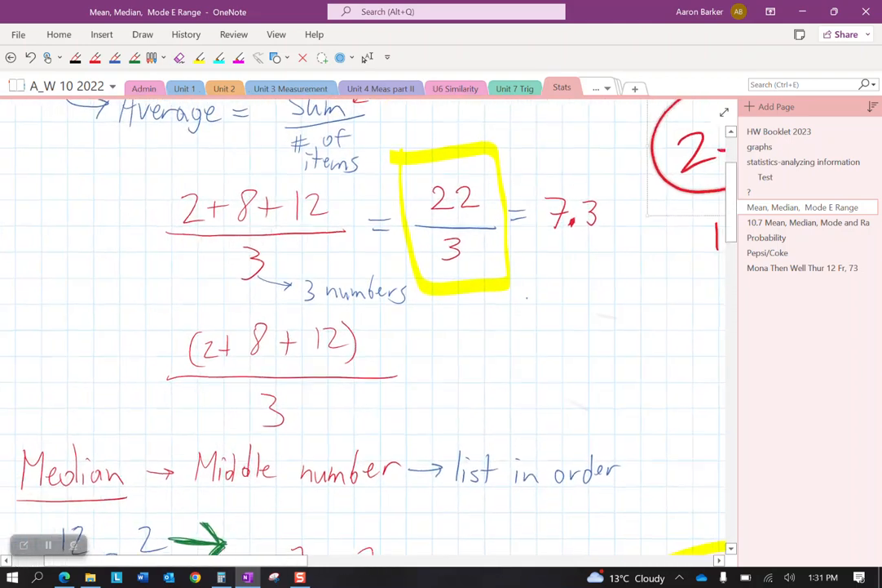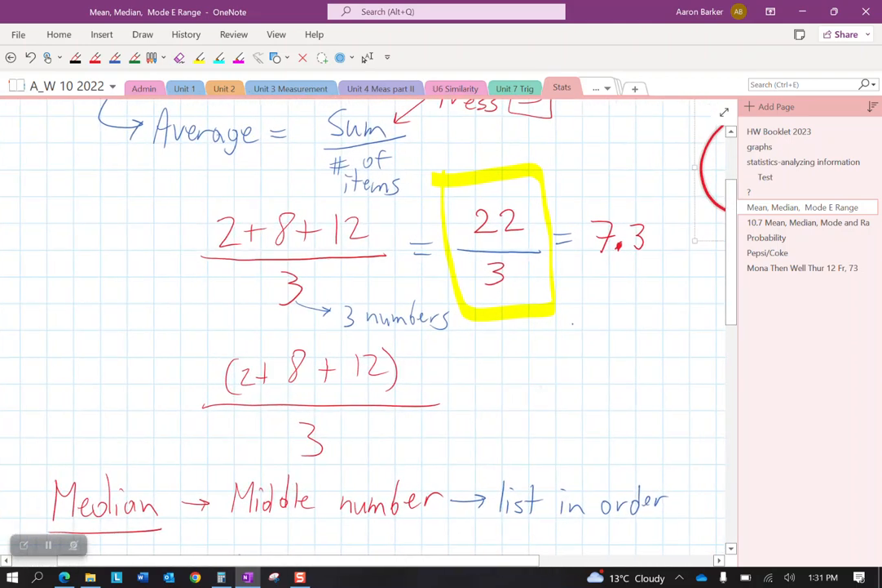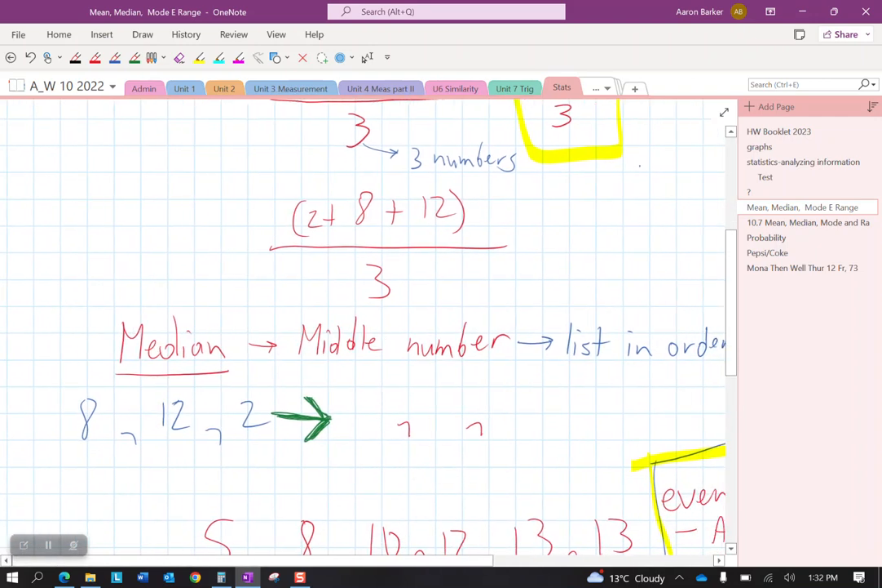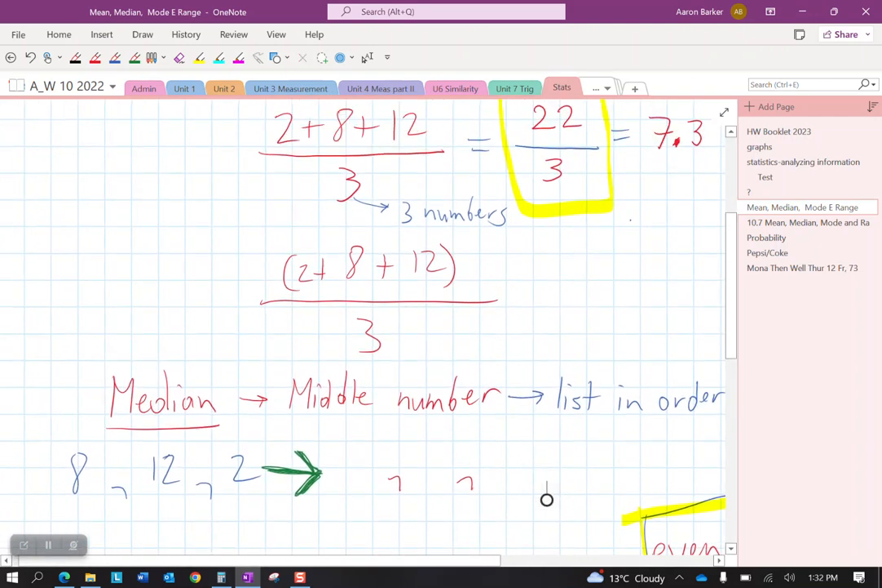All right. Now we're looking at the median, which is the middle number. First thing you do is list in order. Any questions, guys? Nice little recap for you. So if we have these three numbers, 8, 12, and 2, that's the first thing you have to do. You're right. Put them in order. 2, 8, and 12.